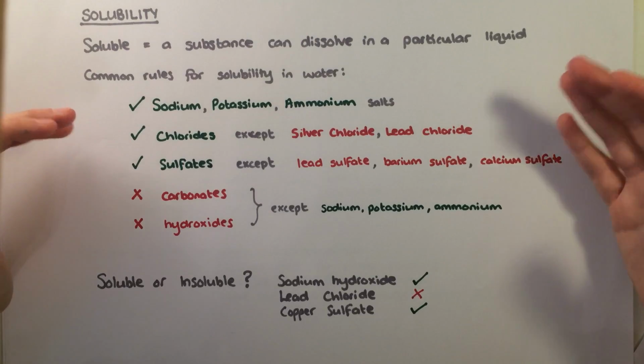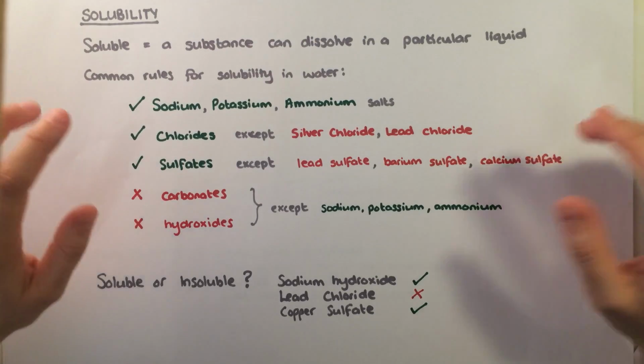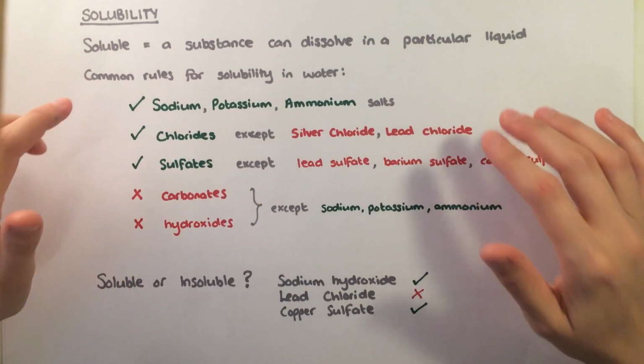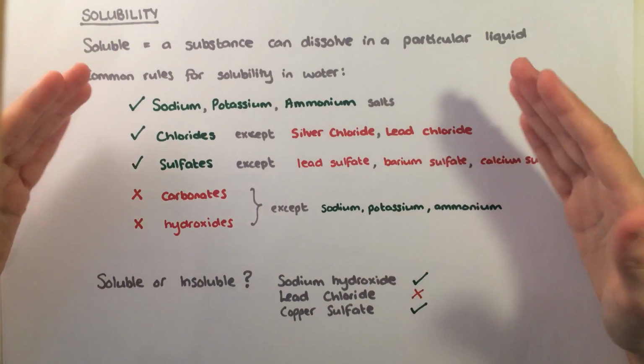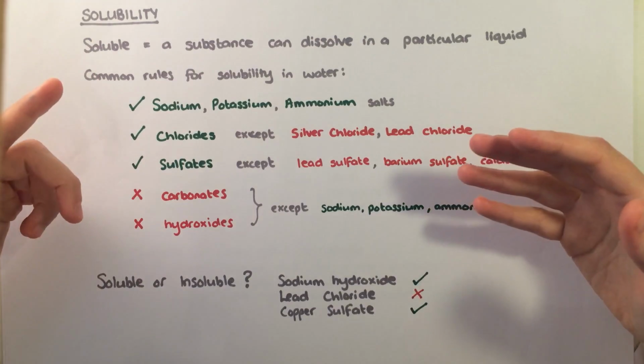If it can't dissolve, it's known as insoluble. You need to be able to determine if a particular salt is soluble or insoluble in water, and here are the set of rules to help you do that.